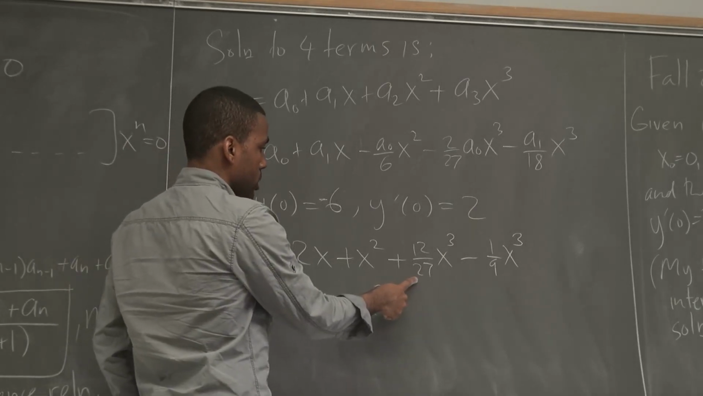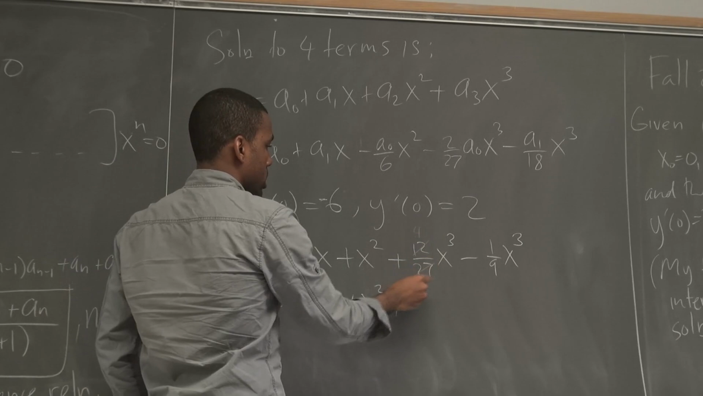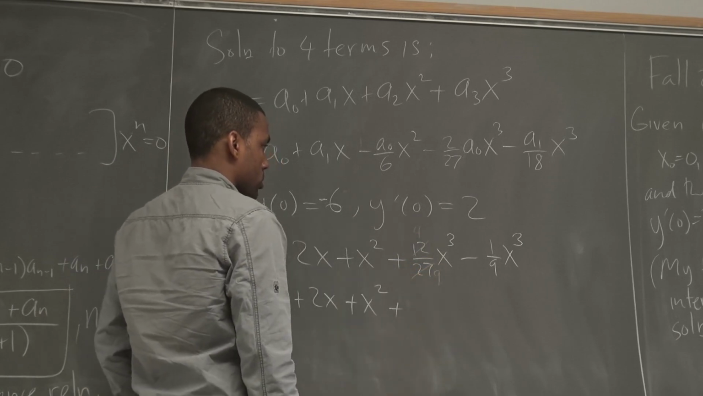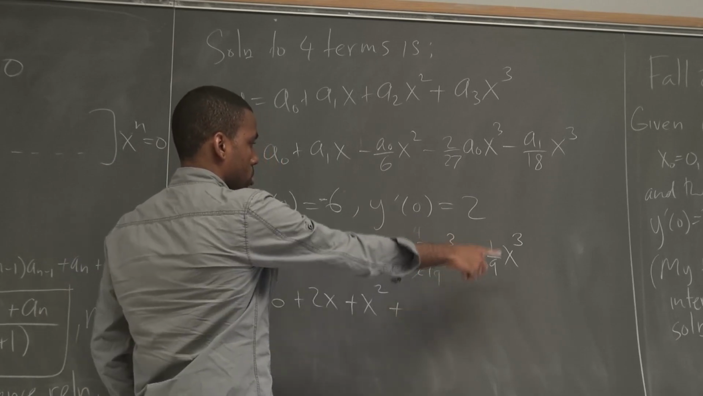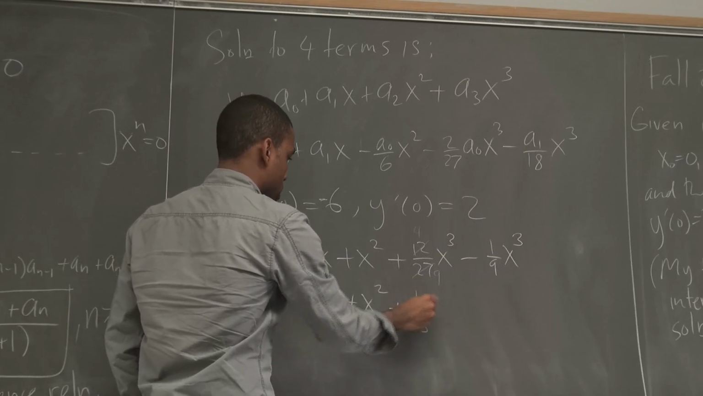Can we combine these guys? Yeah, 3 into this goes 4, 3 into that goes 9. So it's 4 minus 1, that's 3 over 9, so this is 1/3, right?